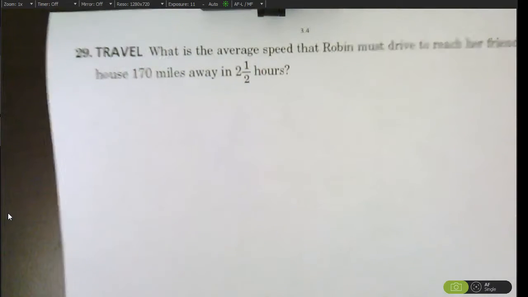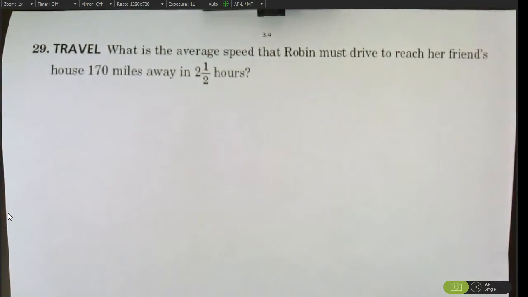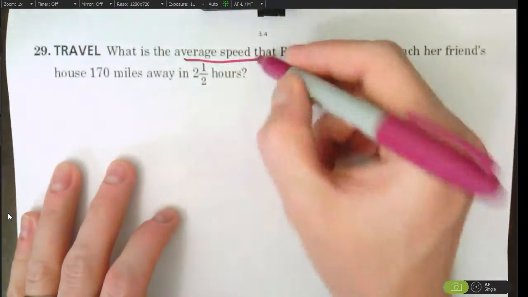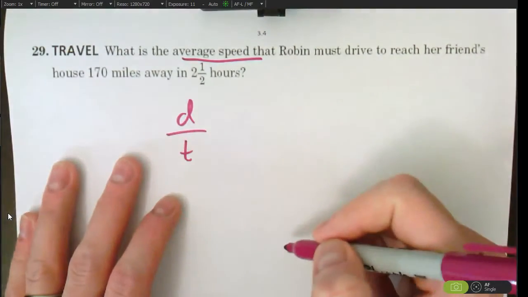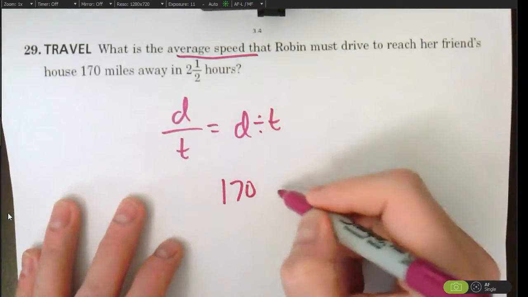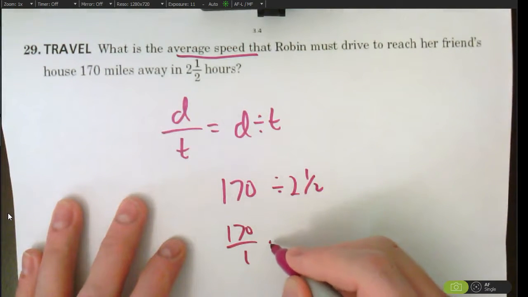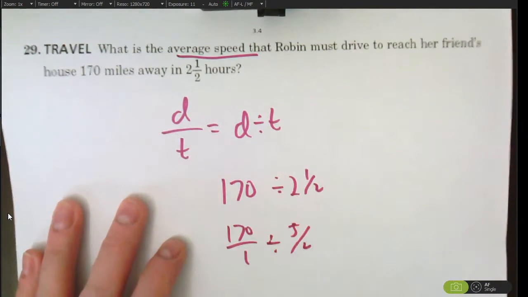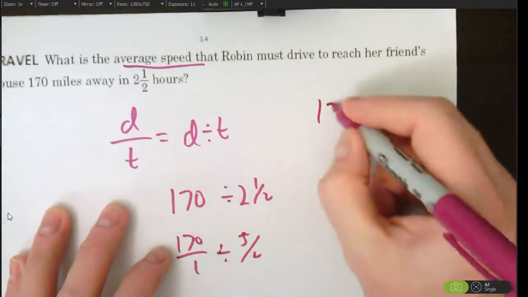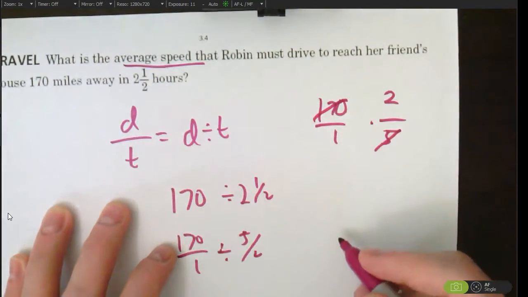And then number 29. What is the average speed that Robin must drive to reach her friend's house 170 miles away in 2.5 hours? Okay. Well, speed is distance divided by time. So I need to divide 170 by 2 1/2, which means I need to do 170 over 1 divided by 5 halves. That's what 2 1/2 is. So I really need to do 170 over 1 times 2 over 5. Do some canceling. That does cancel.